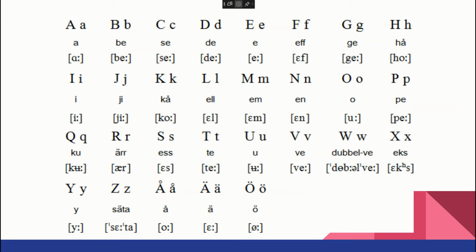Those are all the alphabets in Swedish. So we have to pronounce them like that only. Alphabets we have to pronounce like that only. But when it comes to words, it will be different, we'll be stretching.